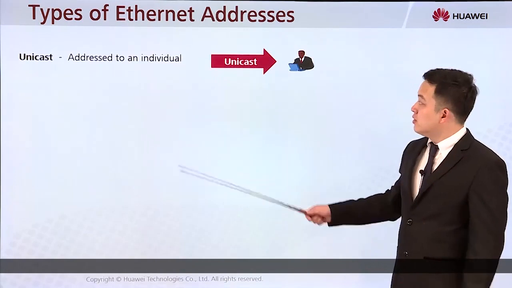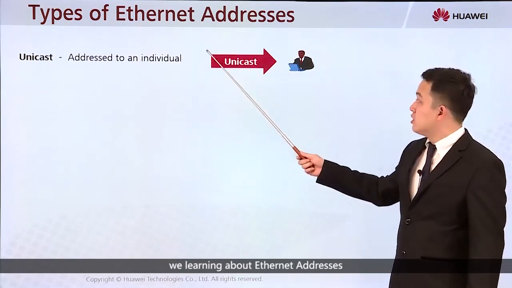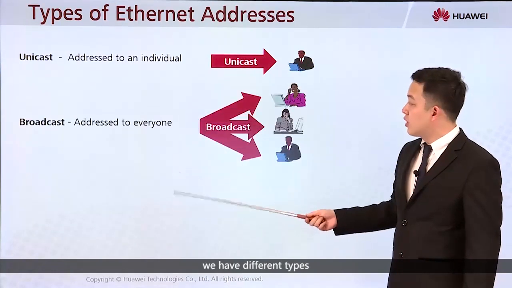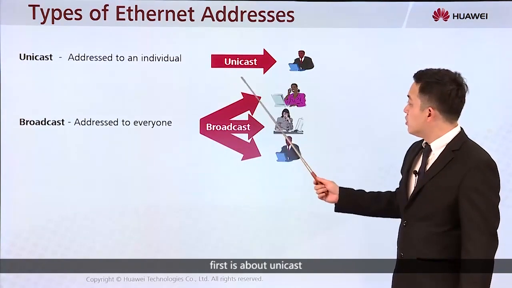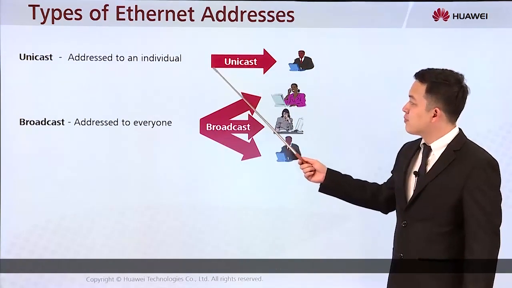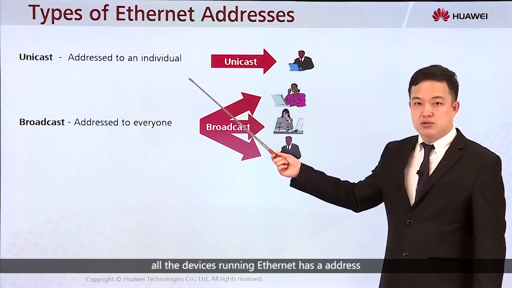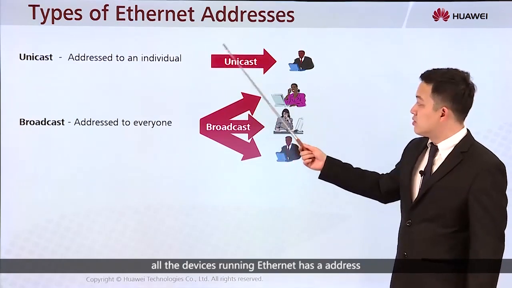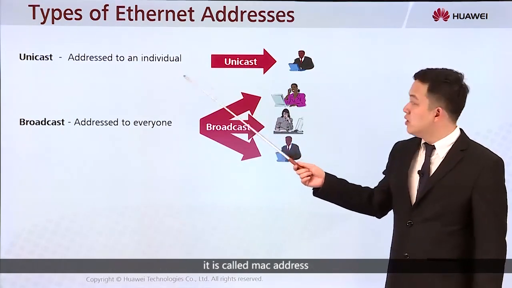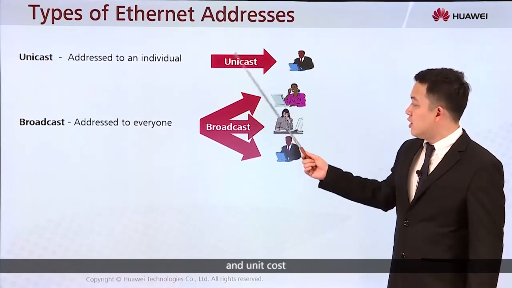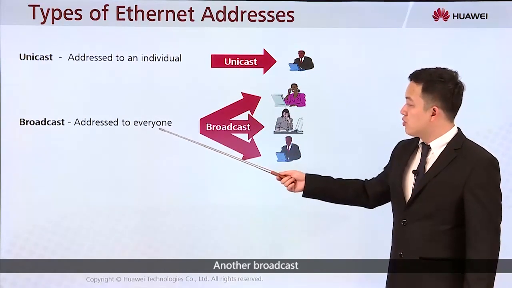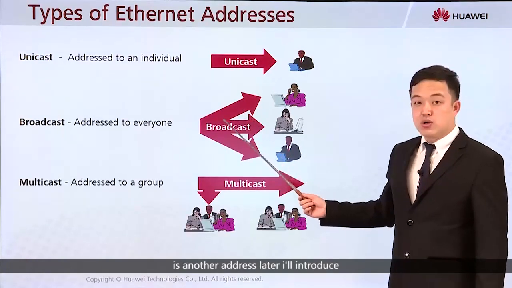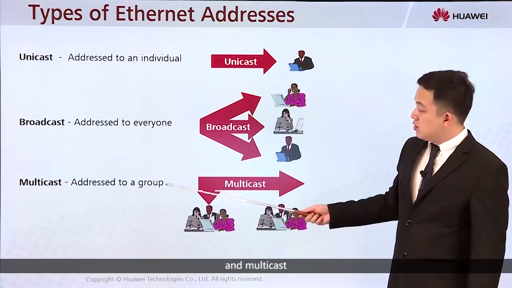Okay, let me continue introducing Ethernet. First, we're learning about Ethernet addresses. We have different types. First is unicast. All devices running Ethernet have an address. It is called a MAC address. Another is broadcast. Broadcast is another address, which I will introduce later. And multicast.